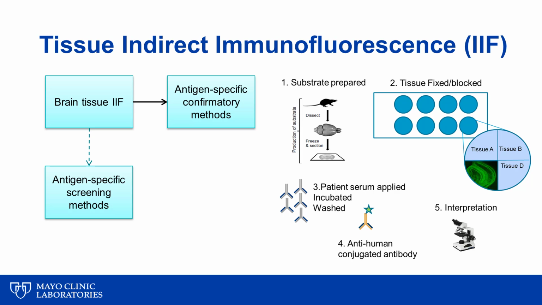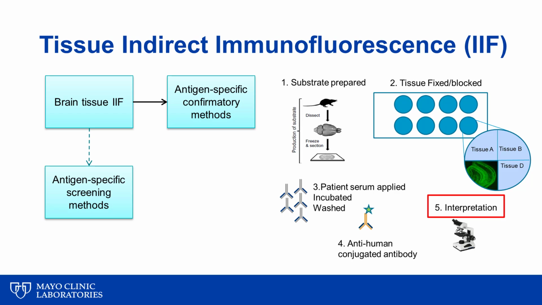For more technical detail, on the right I'm showing the standard process that we follow for tissue immunofluorescence. We utilize a custom-made section of brain tissue and accompanying non-brain tissue as a substrate. This tissue is fixed, blocked, and subsequently incubated with the patient's serum or CSF. After washing, an anti-human secondary antibody that is conjugated to a fluorophore is added to detect bound antibodies.